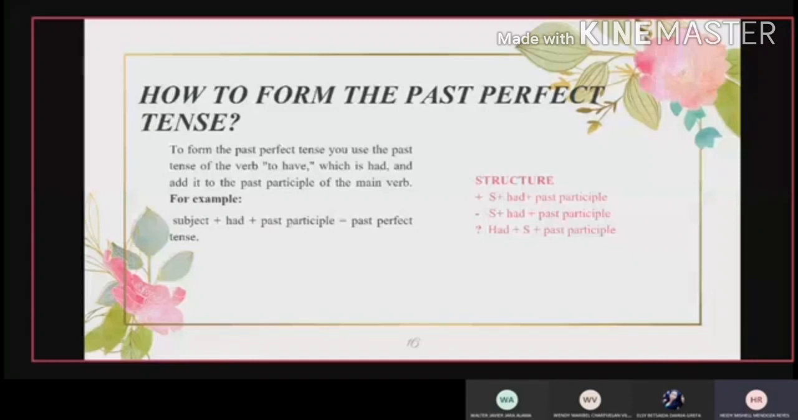How to form the past perfect tense? To form the past perfect tense, you use the past tense of the verb to have, which is had, and add it to the past participle of the main verb. For example, the structure is subject plus had plus past participle. In affirmative, subject plus had plus past participle. In negative, subject plus had not plus past participle. In question, had plus subject plus past participle.